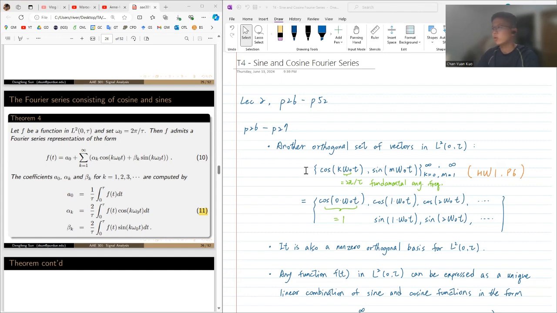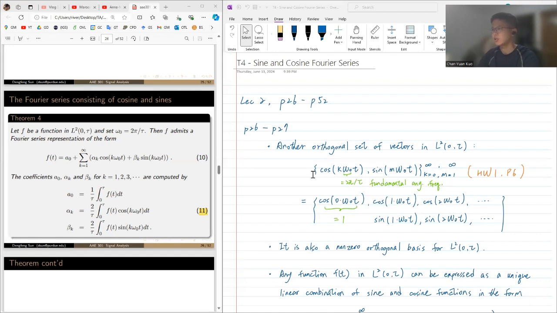Now let's recall what we have learned from the previous lecture first. In the previous lecture, we have looked at a set of exponential functions, and we have seen that that set of exponential functions is actually an orthonormal basis for the Lebesgue space. That means any function f in the Lebesgue space can be expressed as a unique linear combination of the exponential functions in the set.